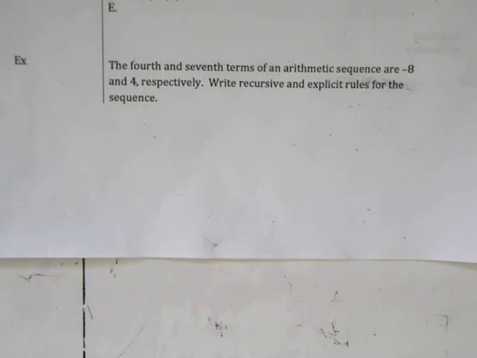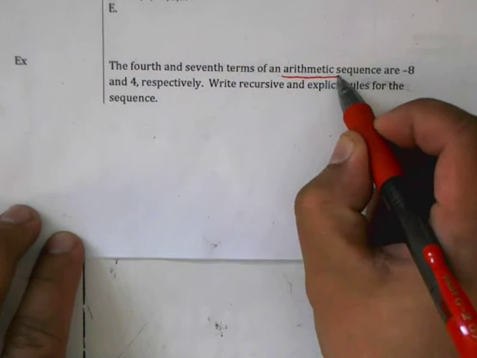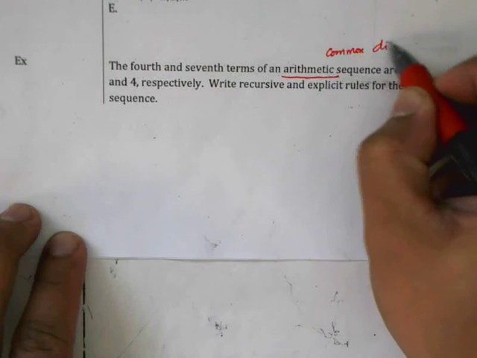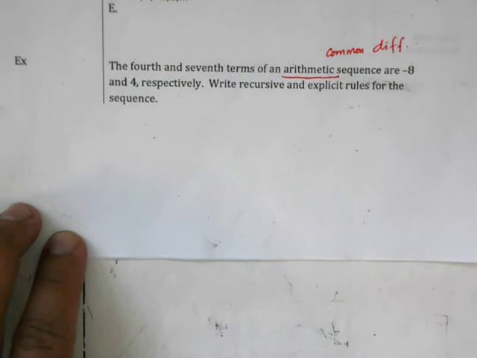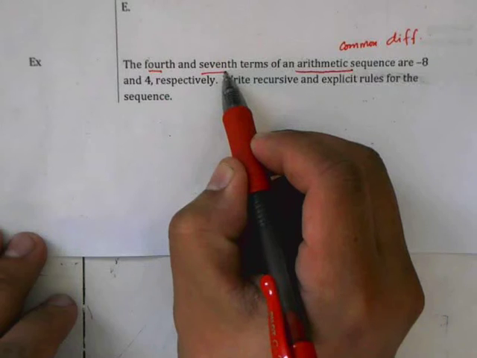So it reads: the fourth and seventh terms of an arithmetic sequence are -8 and 4, respectively. Write recursive and explicit rules for the sequence. So let's make sure we know what we're dealing with here. We know that this is arithmetic, so it has a common difference. If it was geometric, you would have a common ratio. And we don't know the first term, we don't know the second term. The only terms that we know are the fourth and the seventh term here.